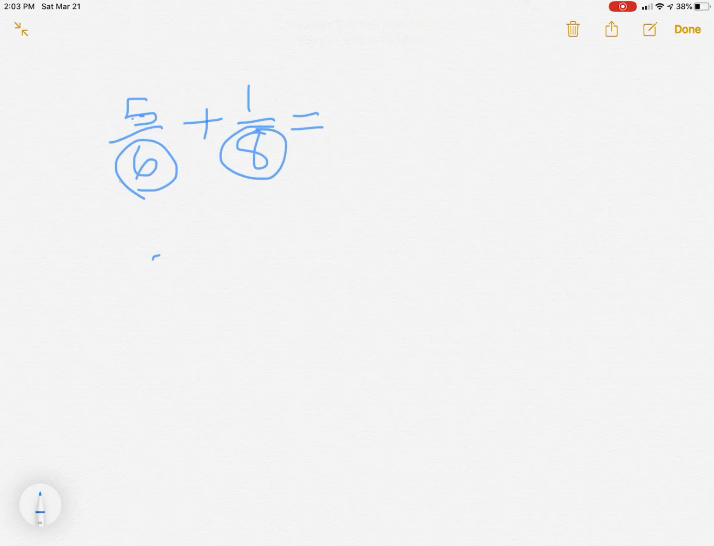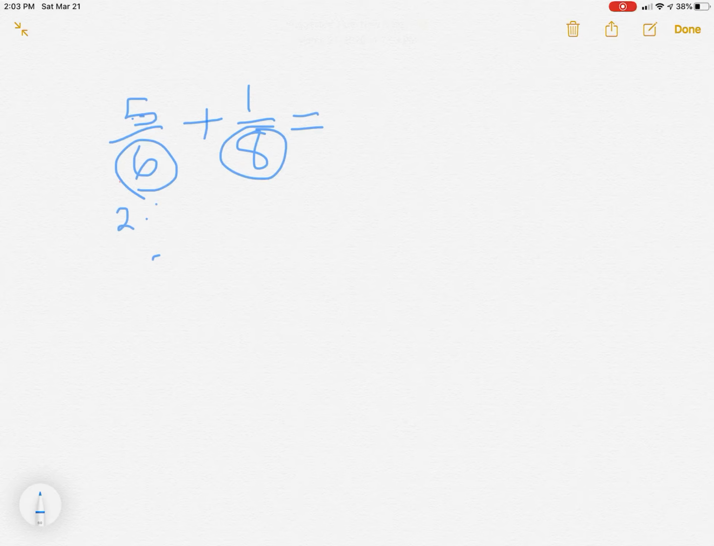We've done some multiplication of fractions. How about some addition? So 5/6 plus 1/8. It's been a few weeks since we did this. So can we add these? Nope. We have to have the same denominator, and we don't. So we need to find the common denominator.